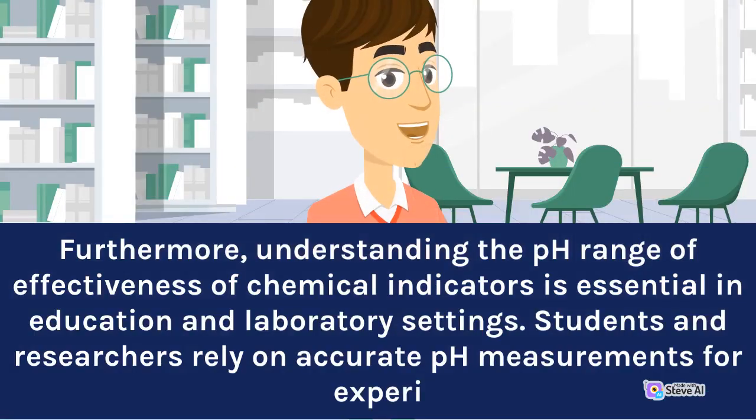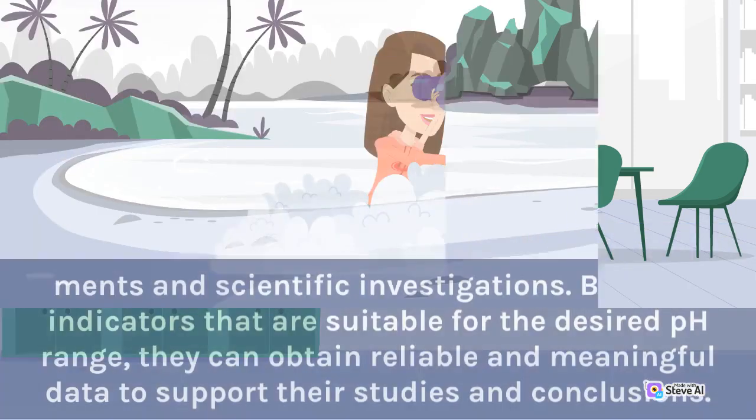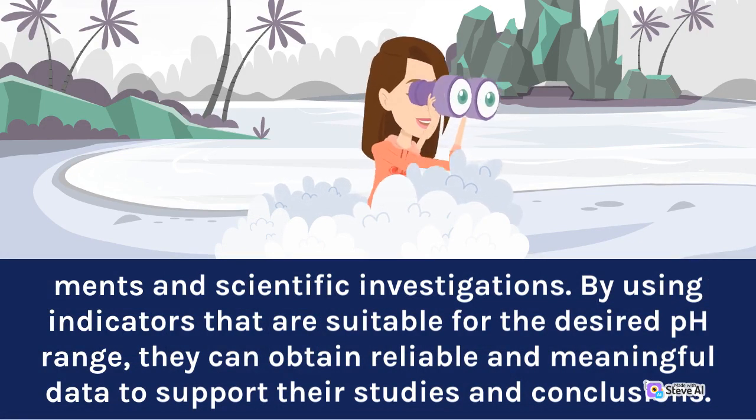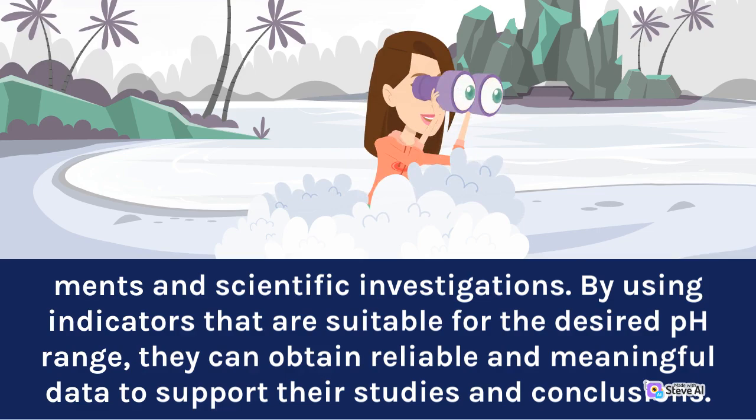Furthermore, understanding the pH range of effectiveness of chemical indicators is essential in education and laboratory settings. Students and researchers rely on accurate pH measurements for experiments and scientific investigations. By using indicators that are suitable for the desired pH range, they can obtain reliable and meaningful data to support their studies and conclusions.